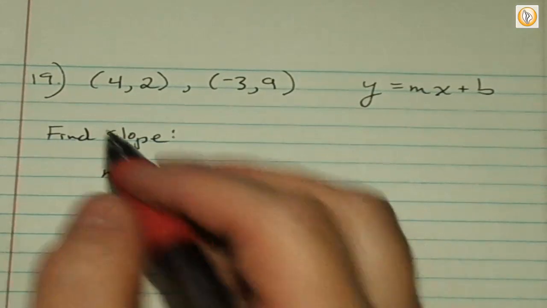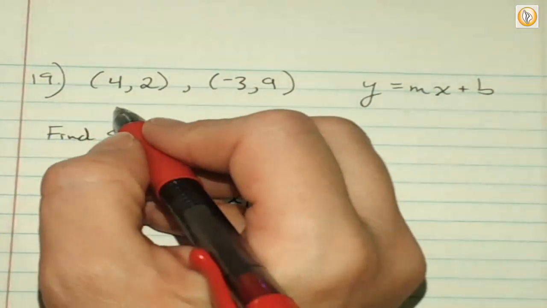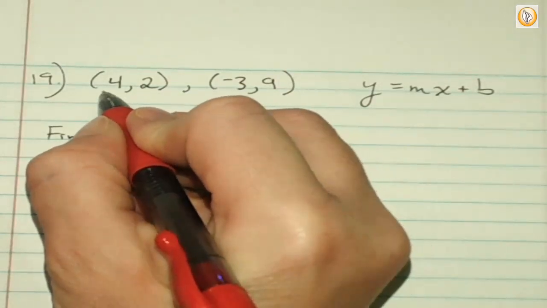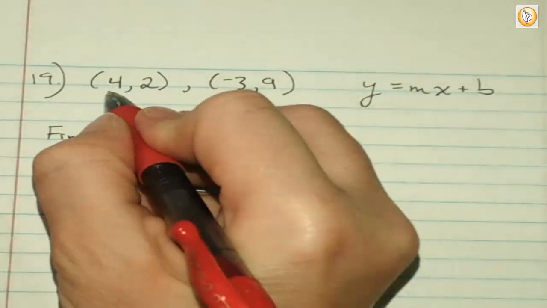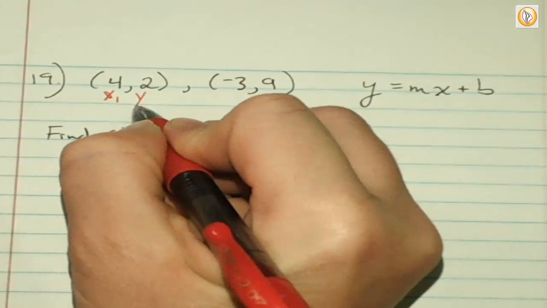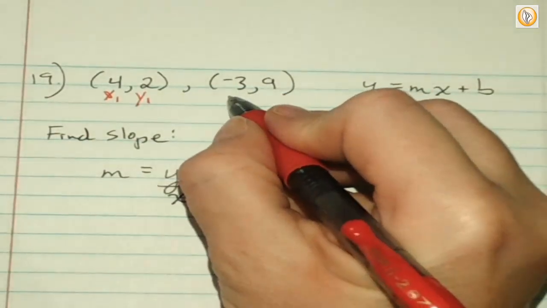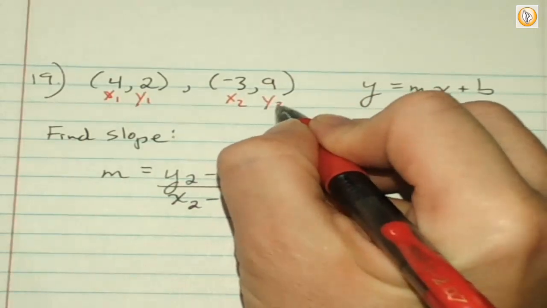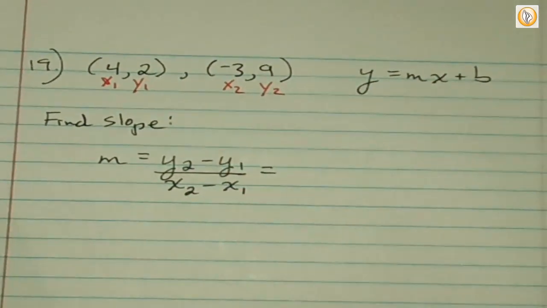So, chat, what is 4? Morgan, what is 4? x1. Very good. What is 2? y1. Good. -3? x2. And 9? y2. You are on fire now. Okay, she's awake.